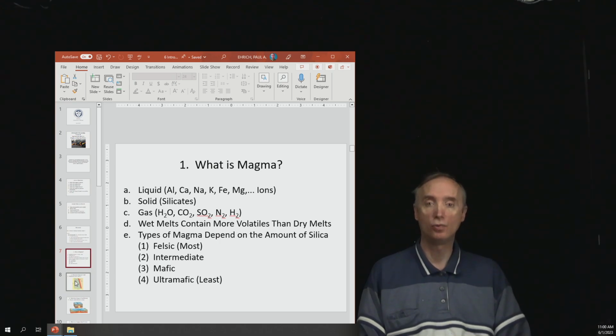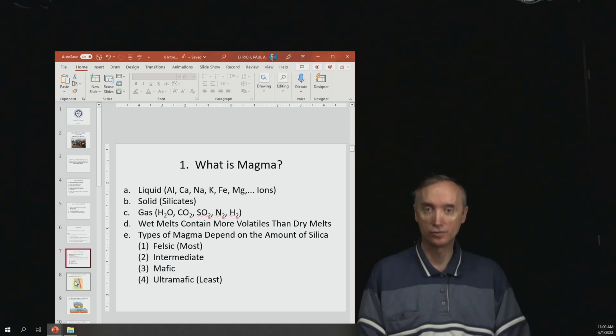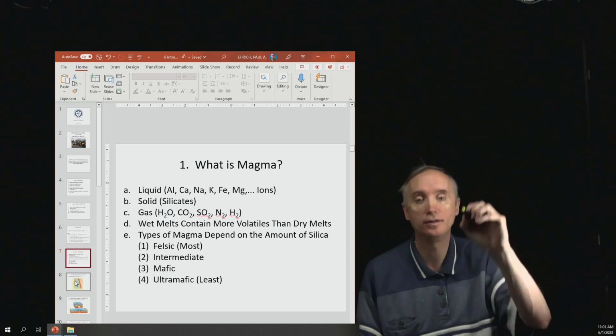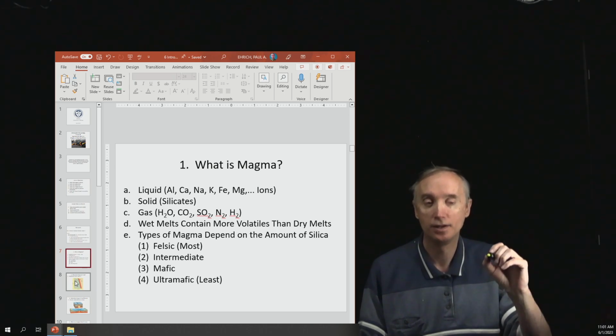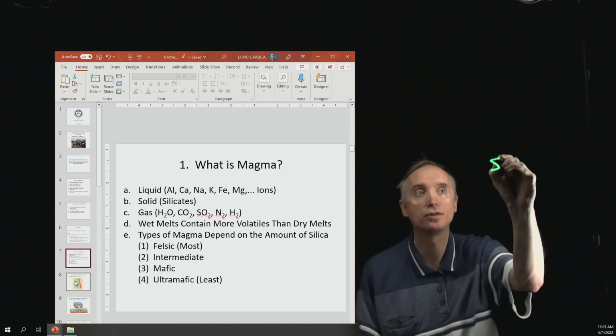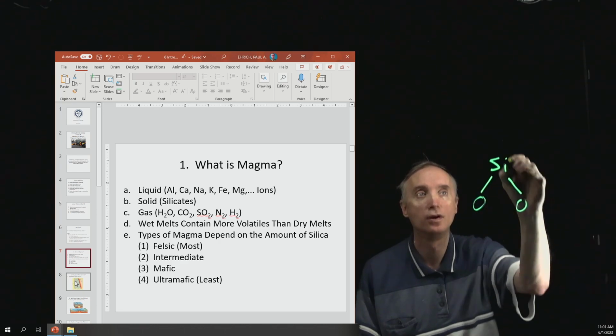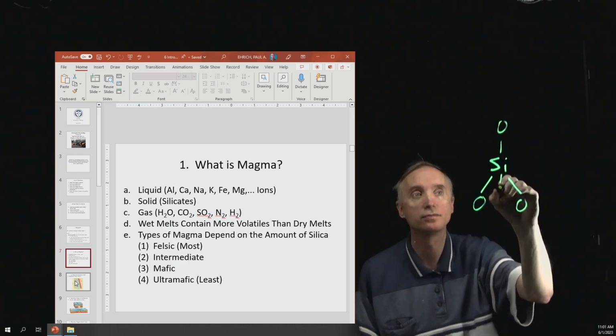And first you've got to know, what is magma composed of? So it's going to have ions in it. And some of those ions are going to be like aluminum and calcium and sodium and potassium and iron and magnesium. And then it's going to have silicates. So if you recall, a silicate is going to be composed of a silica tetrahedron, which is going to be a silicon, and then it is attached to 4 oxygens.